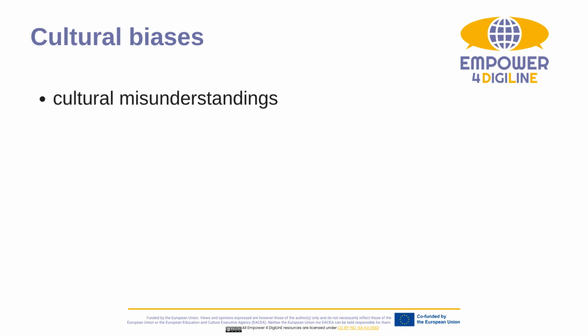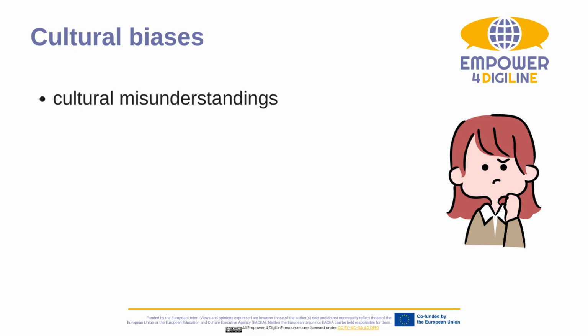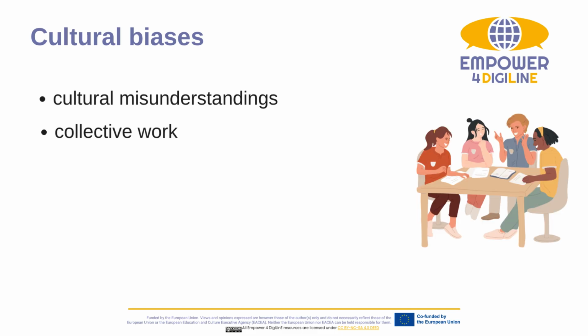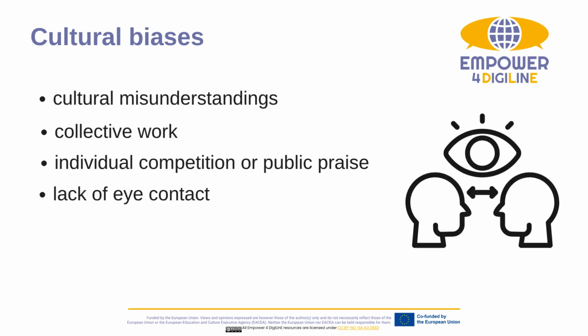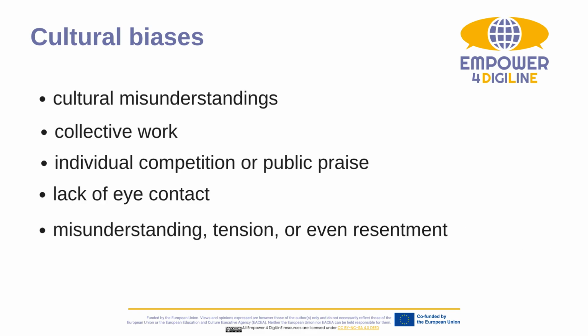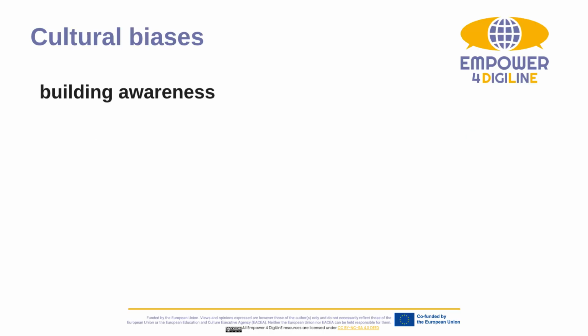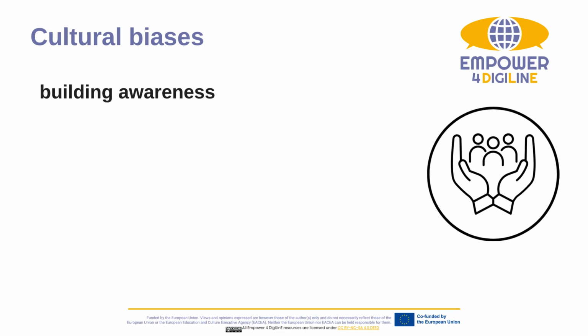Cultural misunderstandings are also quite common. For instance, a learner from a culture that emphasizes collective work might feel uncomfortable or even offended by individual competition or public praise. Or you might misread a lack of eye contact as disinterest, when in some cultures it's a sign of respect. These perceptions, if left unaddressed, can create misunderstanding, tension, or even resentment. Building awareness of these differences is key to creating an inclusive and respectful learning environment.